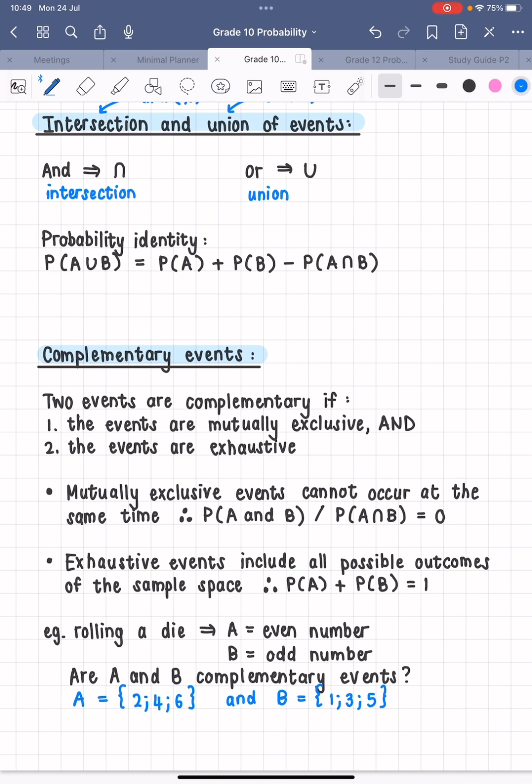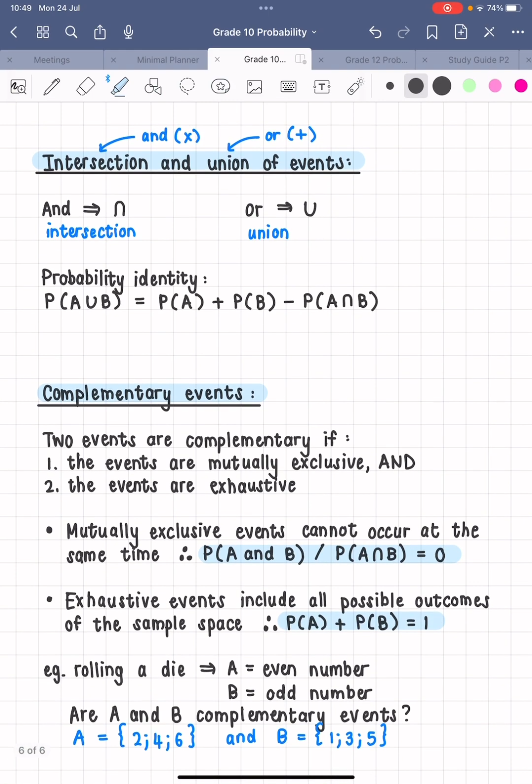And are they exhaustive, guys? Have I covered all 6 possible numbers when you're rolling a die in those 2 events? Yes. But unfortunately, we can't just say it. We have to do these actual mathematical calculations. Right, sorry, that's off screen.